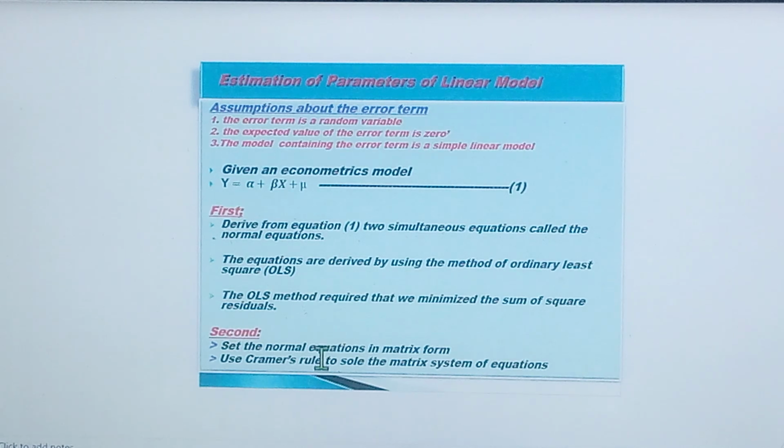Then the second thing is, we're going to set the normal equations derived earlier in matrix form. Then Cramer's rule is going to be used to solve or find the solution to the system of equations. The solution becomes the estimates for the parameters, or the formula required to estimate the parameters of the model.